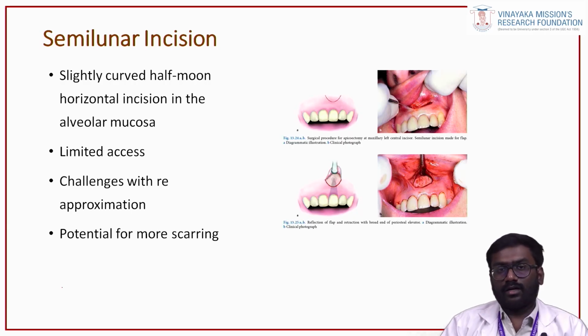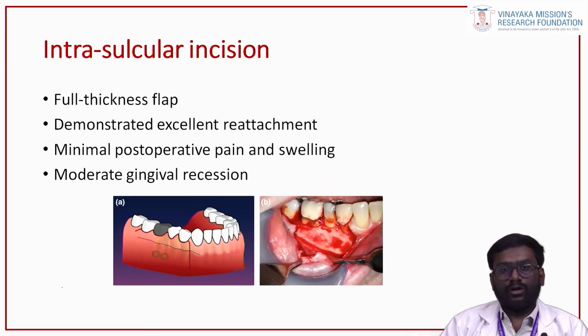In all flap designs, you have to create a mucoperiosteal flap. A slight curved half moon horizontal incision is placed in the alveolar mucosa, that is above the attached gingiva, beneath the mucogingival junction. The advantage is that the incision is very small, but it will be like you are working in a tunnel. You have limited access and visibility, and there are challenges in reapproximation. If an adequate cuff of soft tissue is not left towards the tooth for suturing, you are going to be in trouble, because suturing in the attached gingiva is very difficult. One of the most common complications seen with this is scarring. So this is not widely used for the procedure.